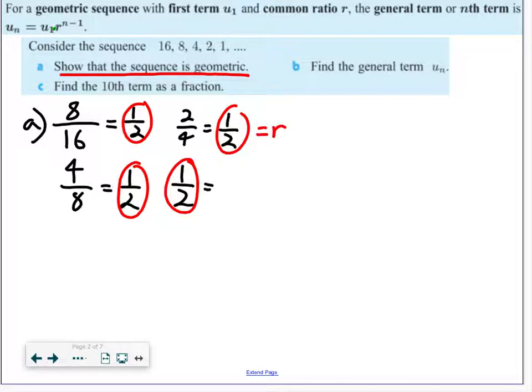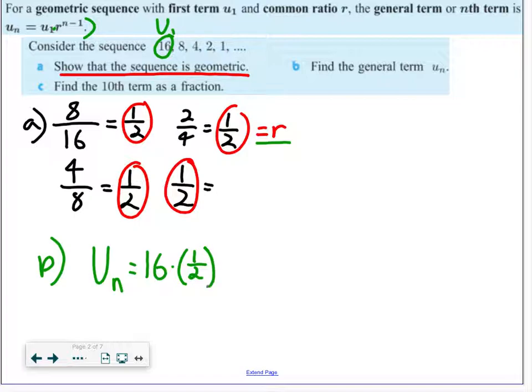In B, find the general term. I'm going to use our equation to find our general term. Remember that 16 is our u_1 term. So using my formula, I have u_n equal to u_1, the first term, which is 16, times my r. I found my r in my previous step, and I get r to be 1/2. And then I have n minus 1, where n is the term that you're trying to find.